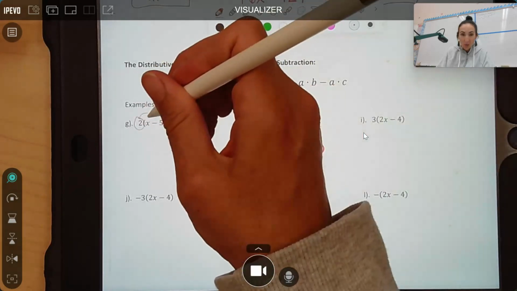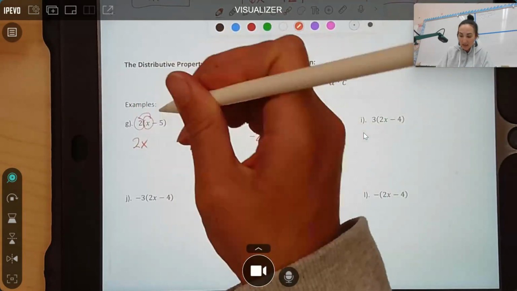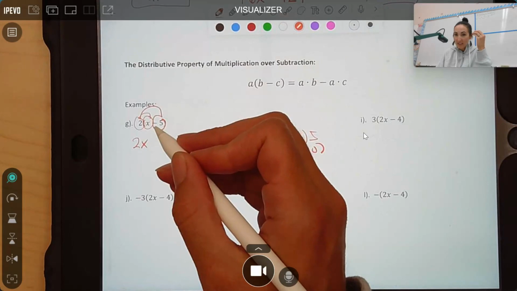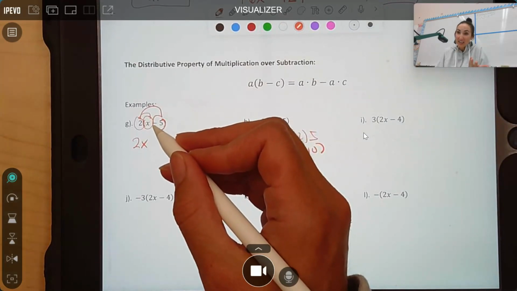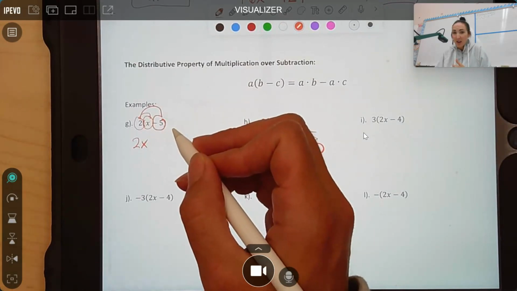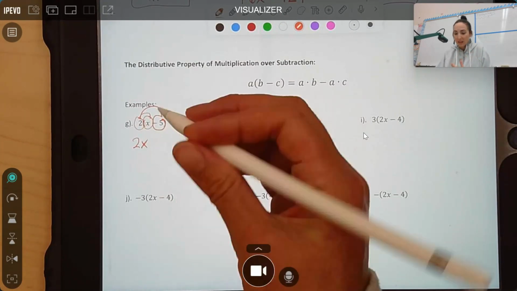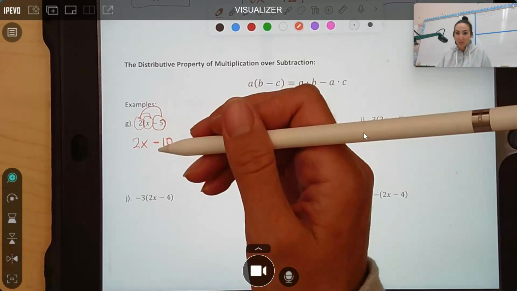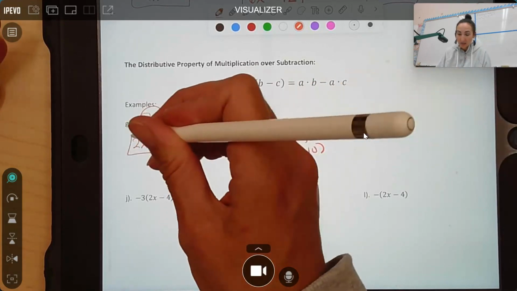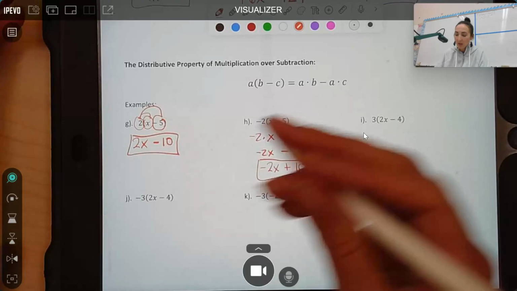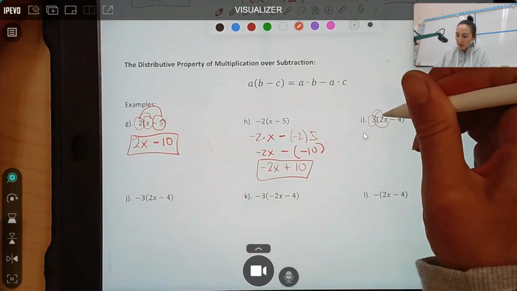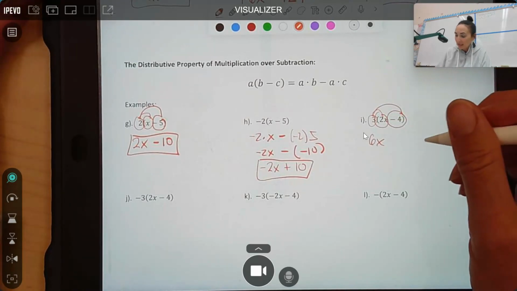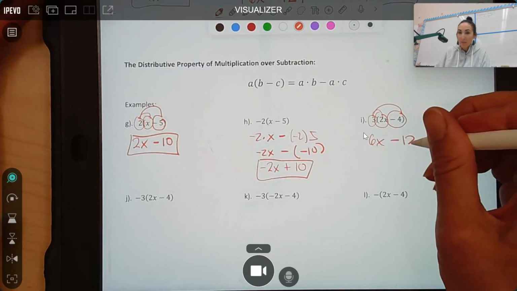I have this 2 times x, I get 2x, then 2 times -5. So I'm not thinking of this as subtracting 5. I'm thinking of that as subtracting 5 is the same as adding -5. So I'm doing 2 times -5, and I get -10. Again, adding -10 is the same thing as subtracting 10. So I'm just writing subtracting 10. So then I do the 3 times 2x to get 6x. 3 times -4 is -12, so I write -12.